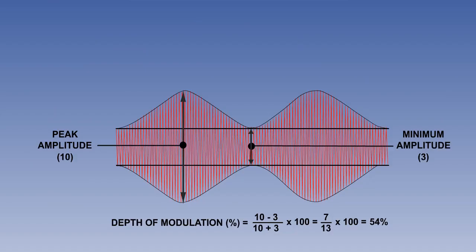The extent or depth of the modulation is measured as the ratio of the amplitude of the modulating waveform in volts to the amplitude of the carrier wave before modulation in volts, expressed as a percentage. Here's an example.